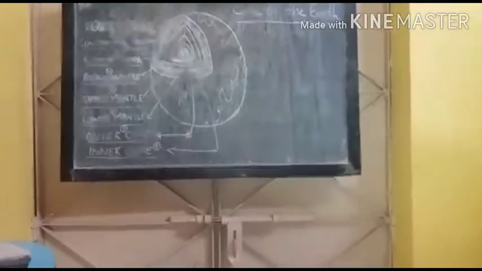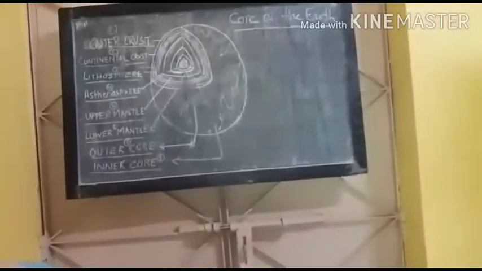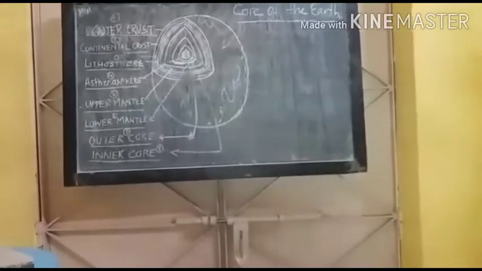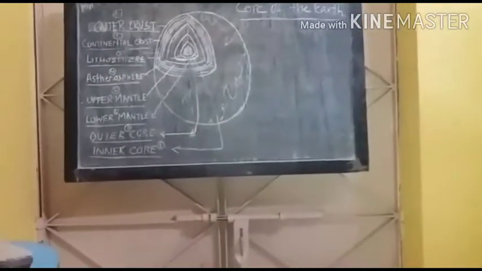Next we go to the core. The core is the innermost layer that extends from the mantle to the center of the earth. This layer is formed by the heaviest metals such as iron and nickel. This is the hottest of all the layers.